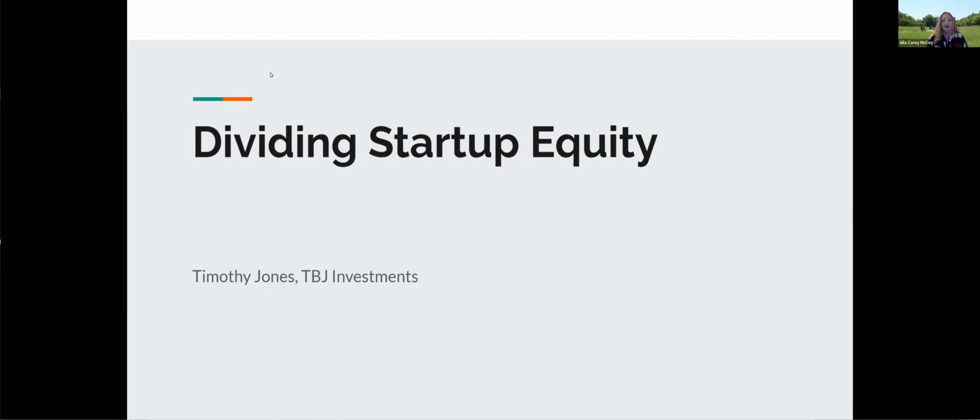So today's session will focus on how to divide equity in a startup. And it's a question that all startup founders must address. And not doing it right can have serious implications for startups' ability to attract investors and key hires. And I've seen it ruining startups.